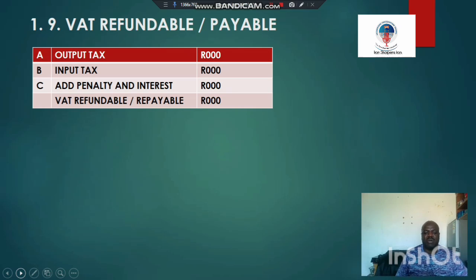VAT refundable. How do you do it to know whether SARS owes you or you owe them? You take all the input tax that you have calculated and the output tax, what you have collected on behalf of SARS, and you subtract what SARS owes you. You add penalty and interest if you are late, and then you get your VAT refundable. Done and dusted. Questions, send those questions. That's your introduction.